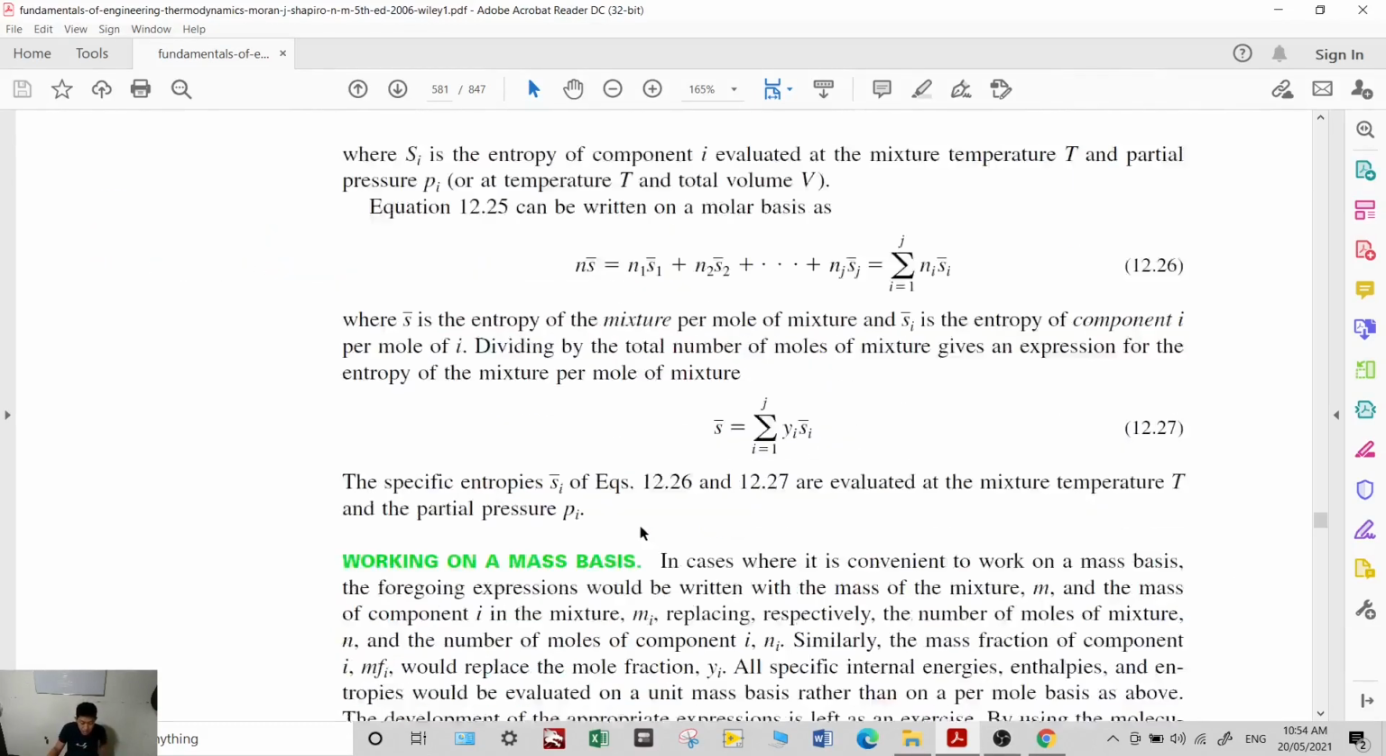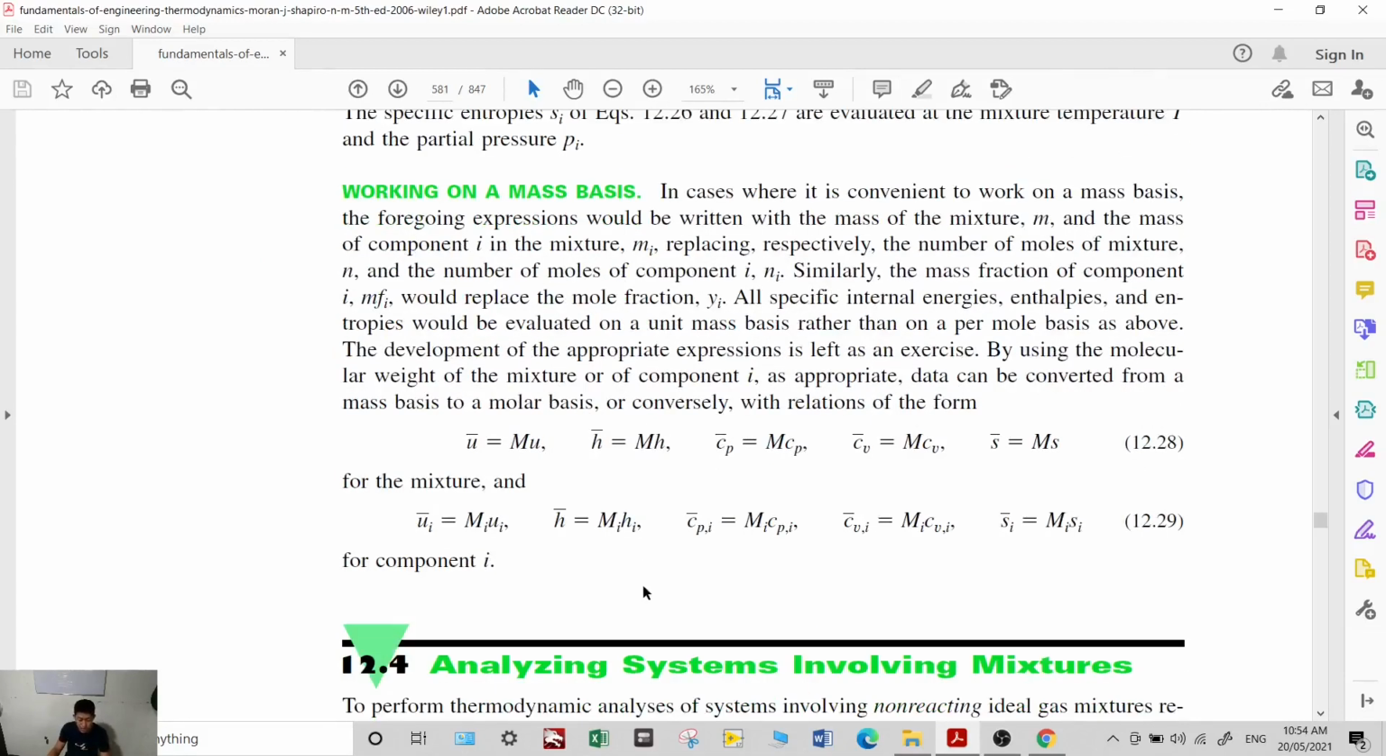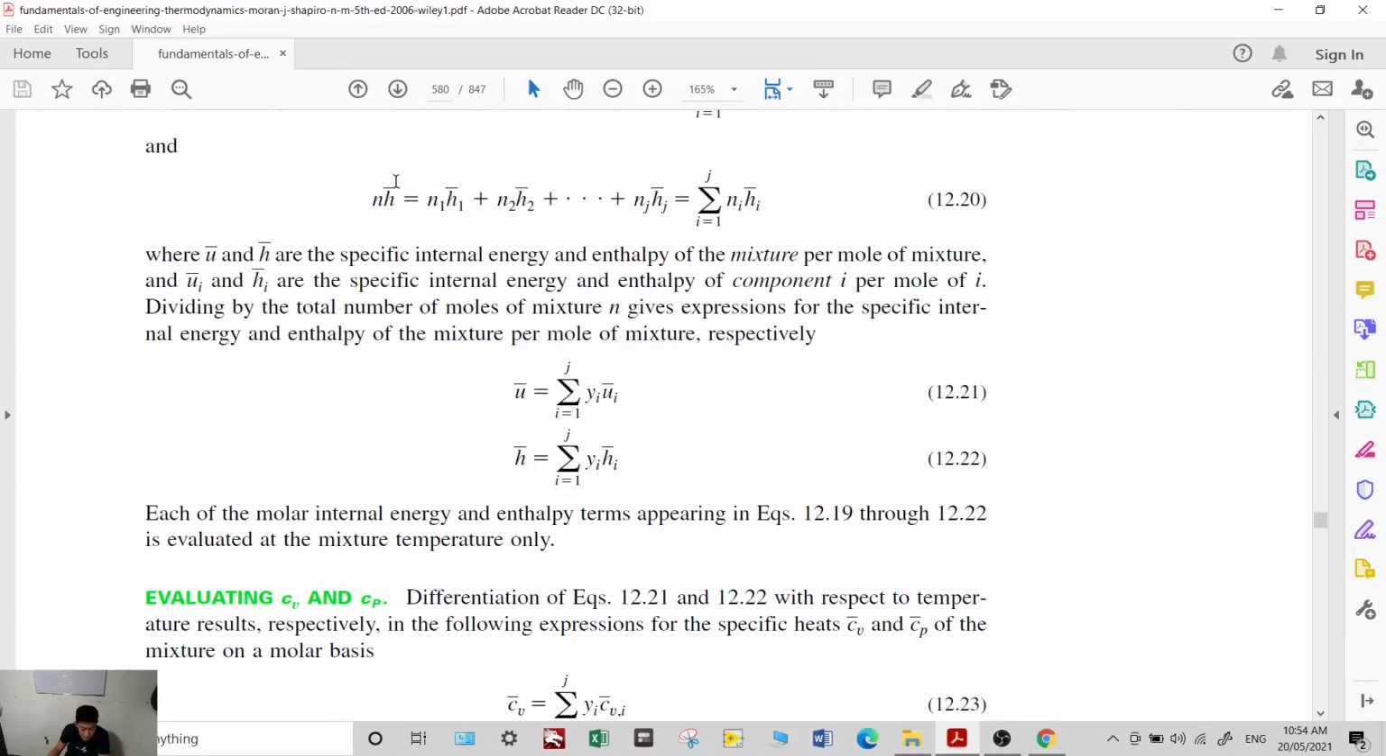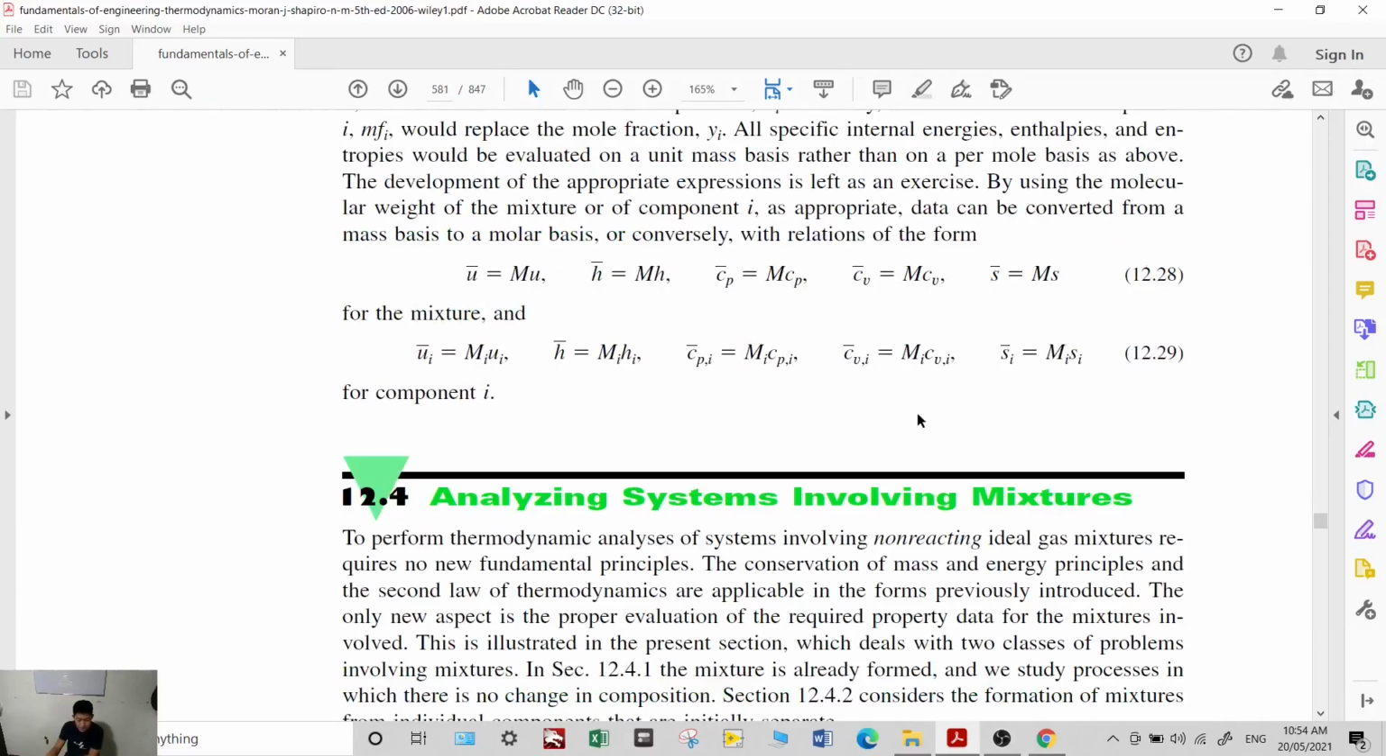This is on a per mole basis. Again, you can also use a per mass basis. Instead of the bar quantities, you use the specific internal energy on a per mass basis. By using the molecular weight of the mixture or of the component, data can be converted from a mass basis to a molar basis; you just multiply by the molecular weight.